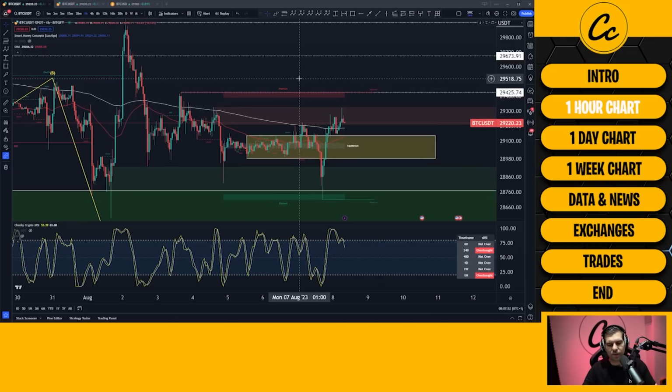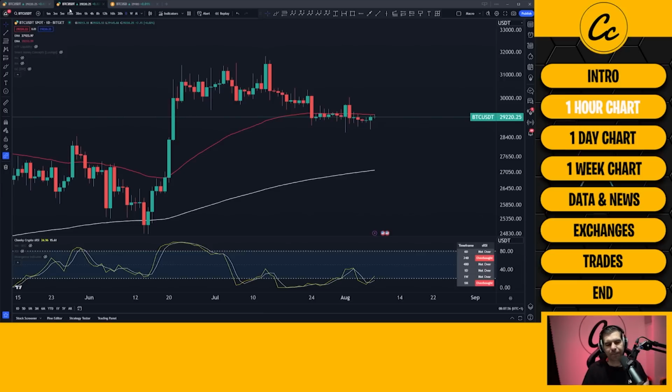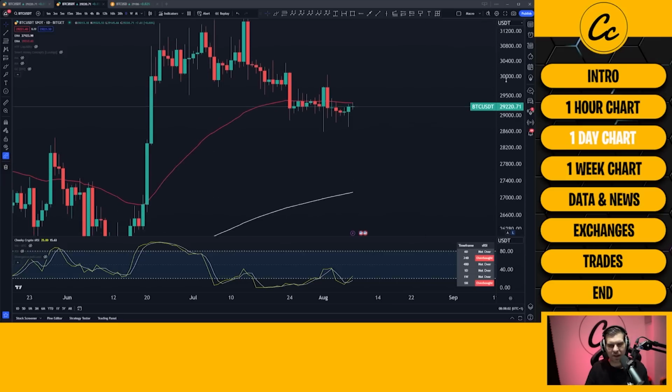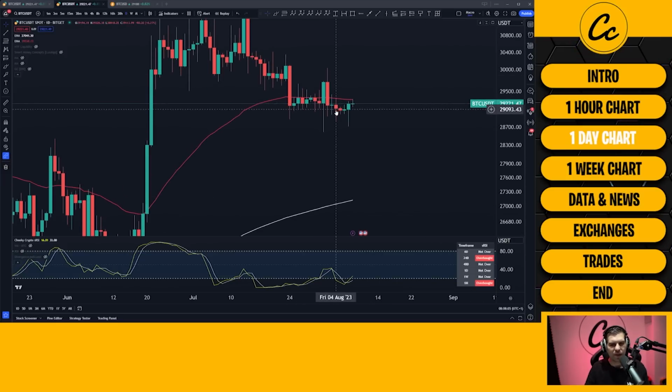Let's move on over though. We'll go ahead and jump on into the daily time frame. If I push the right button, there we go. So on the daily time frame, what do we see? Well, we're coming up against resistance here again on that 50 EMA. Momentum on our daily time frame is not looking as good as it probably needs to be.